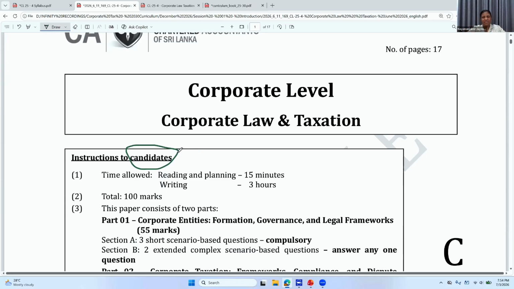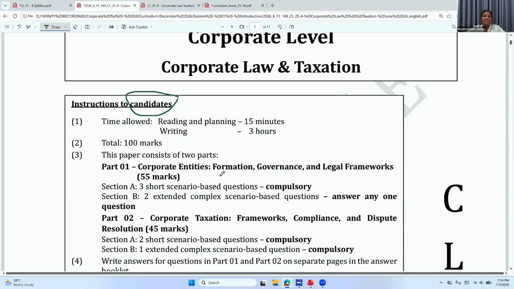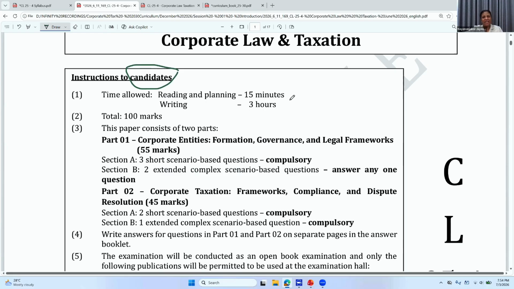Everything is there. Through the paper and this explanation, I need to take you through the main instructions so you understand, as a candidate, how you're going to apply them in your paper, which you're going to do in December 2026. Here, time allowed: reading and planning 15 minutes, writing 3 hours. This 15 minutes has been given for reading and planning.